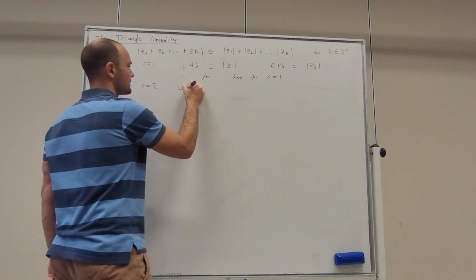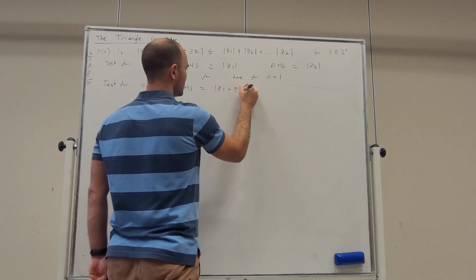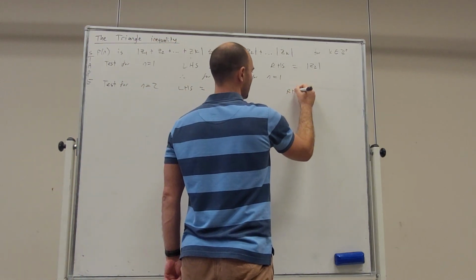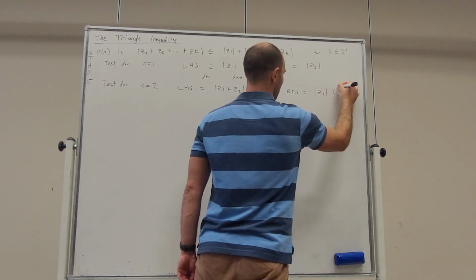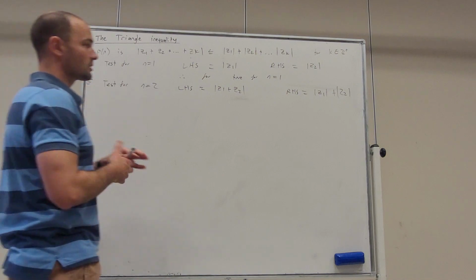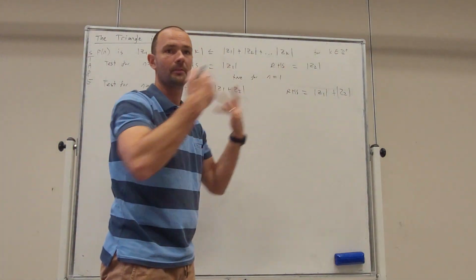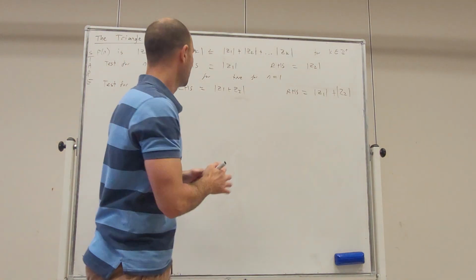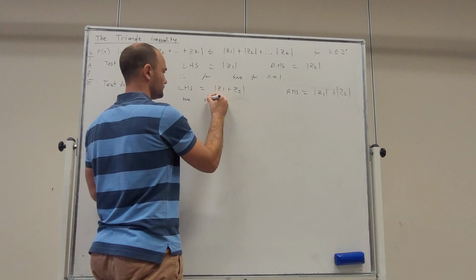Now, on the left-hand side, we would have the modulus of Z1 plus Z2. And on the right-hand side, we would have the modulus of Z1 plus the modulus of Z2, if we're just considering the first two iterations of the proposition. Now, we've actually proved this is true. We did the algebraic proof at the start of the lesson, so we won't redo that, but we can just say true using algebraic proof.